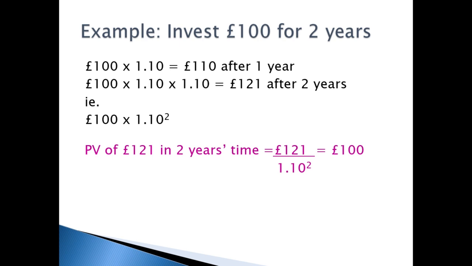Right, let's assume now that you invested your £100 for 2 years. As we know, after 1 year it will have become £110. After 2 years you get 10% interest again, and that takes it up to £121, which is basically £100 times 1.10 squared. So if we want the present value of that £121 in 2 years' time, we divide by 1.10 squared to get the £100 present value.